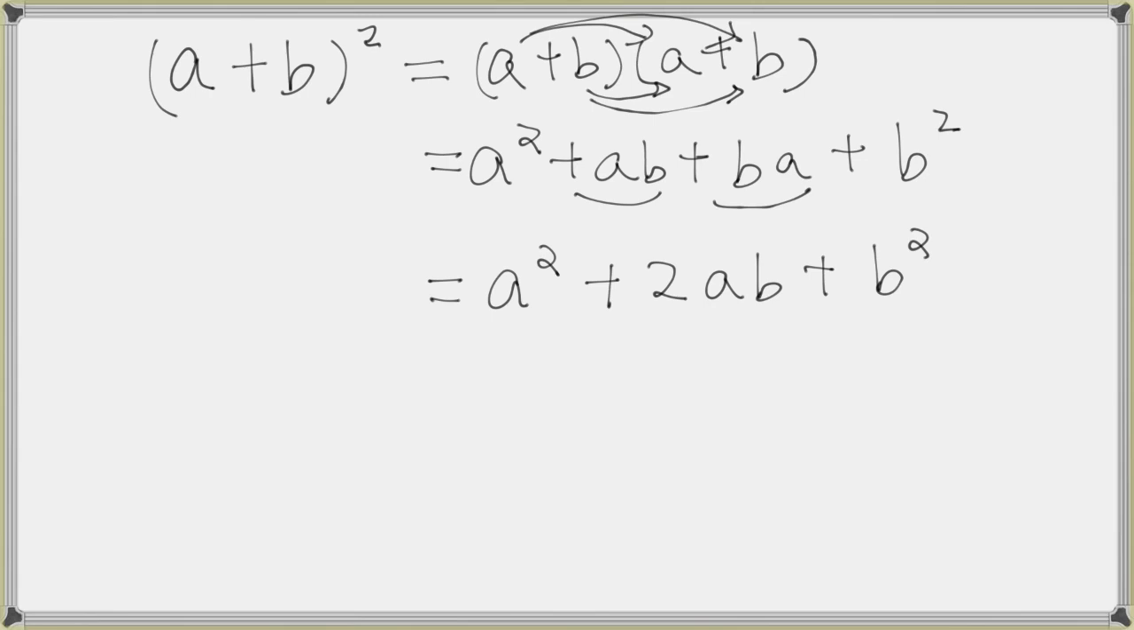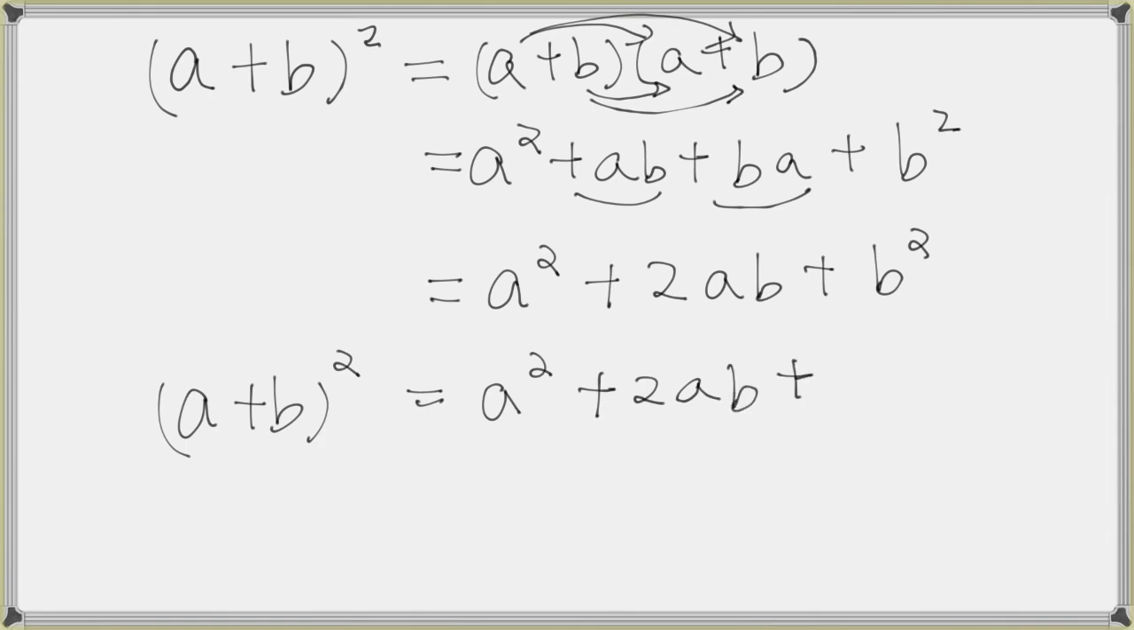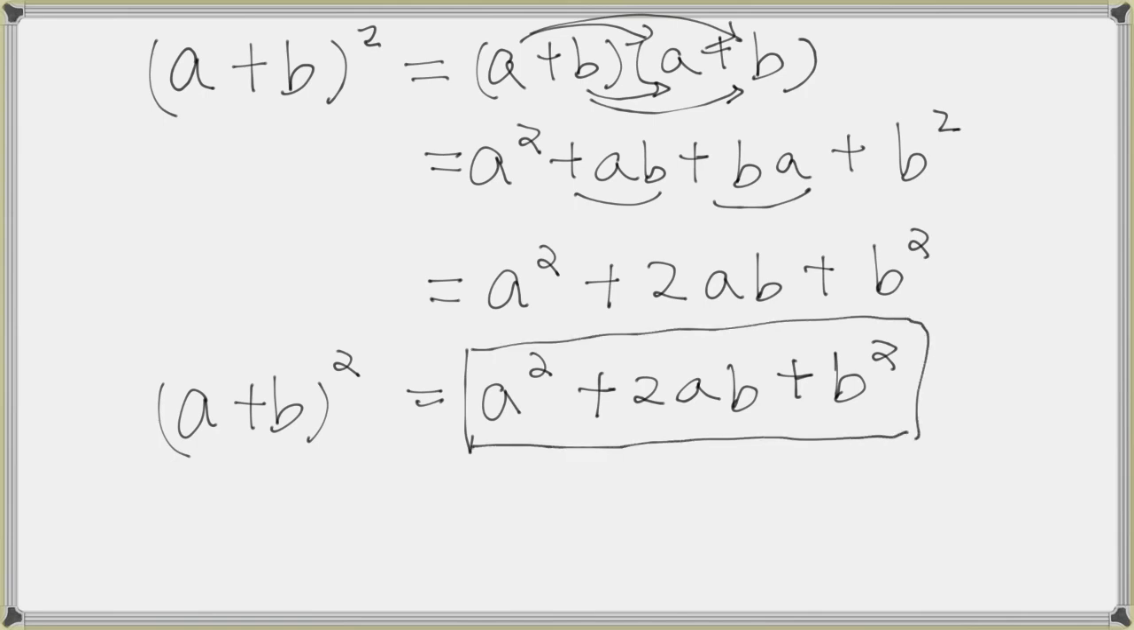So we remember this as a formula. (A plus B) squared is A squared plus twice AB plus B squared. We call this a perfect square trinomial because it can be looked at as a perfect square of A plus B.